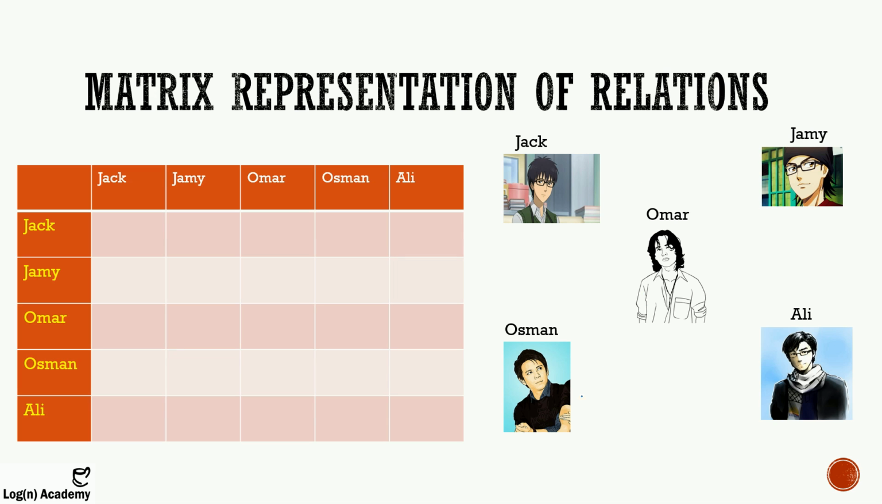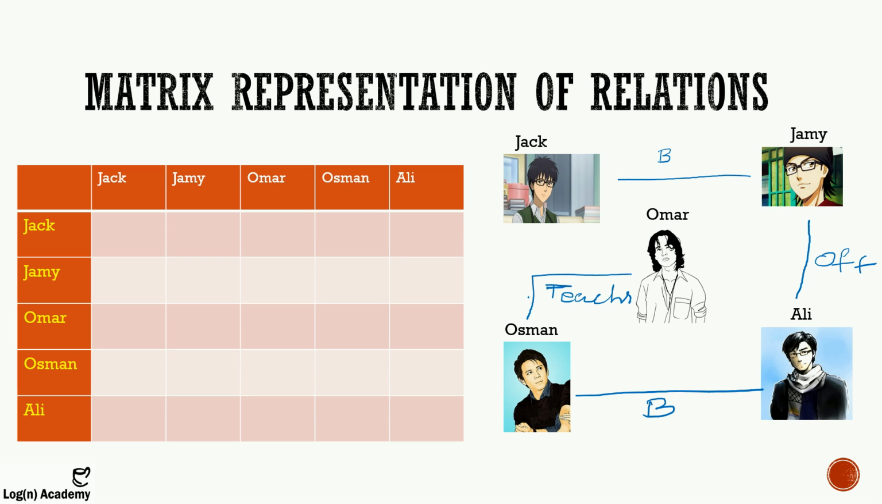So let's say Usman and Ali, they are brothers, right? And Ali and Jamie, they are office colleagues. Okay, they work in same office. And Jamie and Jack, they are also brothers. And let's say Umar and Usman, they have a relation of teacher. Umar is a teacher of Usman, right? So we have these relations now.